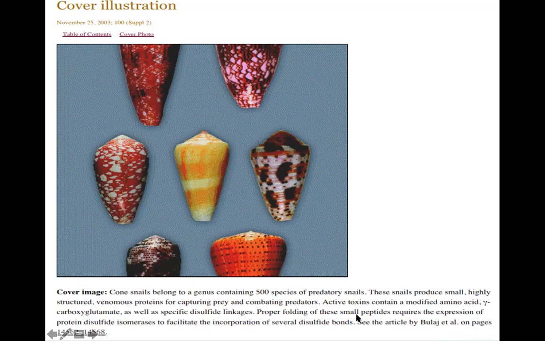A proper folding of this small peptide requires the expression of protein disulfide isomerases to facilitate the incorporation of the several disulfide bonds. So this is a chemical ecology. That means cone snails use different venomous proteins. Venomous means very toxic, which can kill other organisms. And those venomous toxins are basically peptides or small proteins to kill the prey. So this is chemical ecology. That is, chemicals are used to capture the prey.